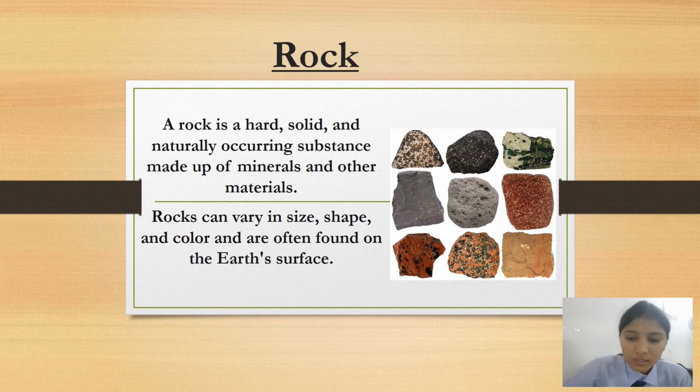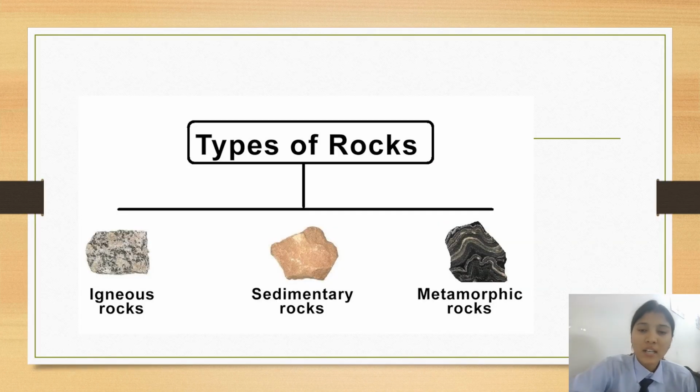So let's come to the next topic, the classification of rocks. Rocks are classified into three types. First is igneous rock, second is sedimentary rock, and the third one is metamorphic rock. We'll discuss igneous rock first, then sedimentary rock, and then metamorphic rock. We'll study these three in this sequence only.